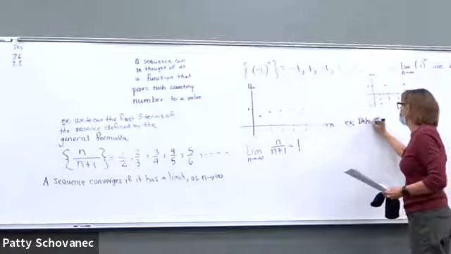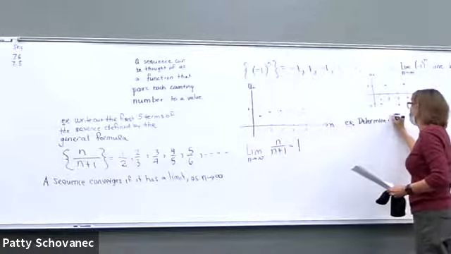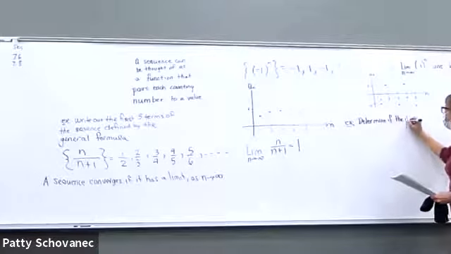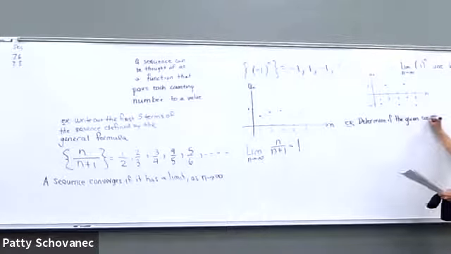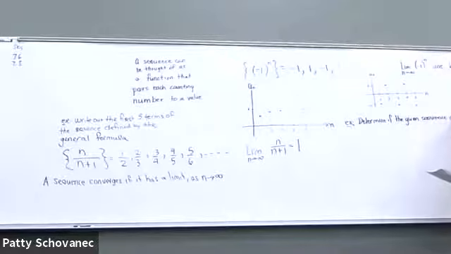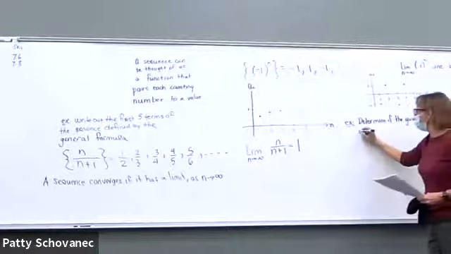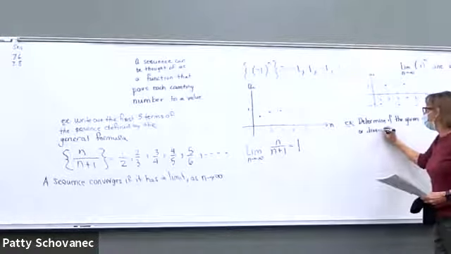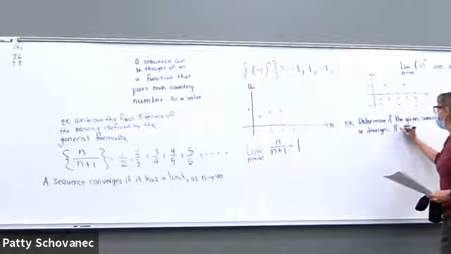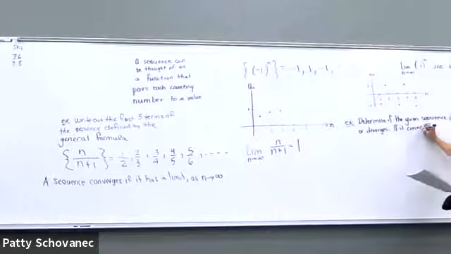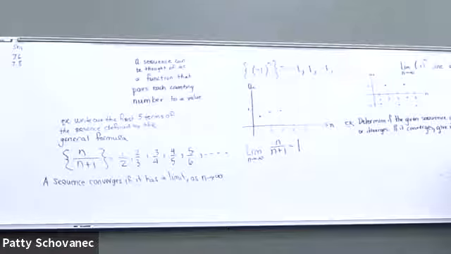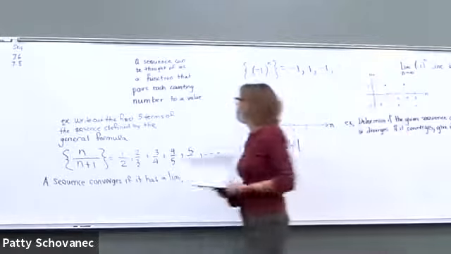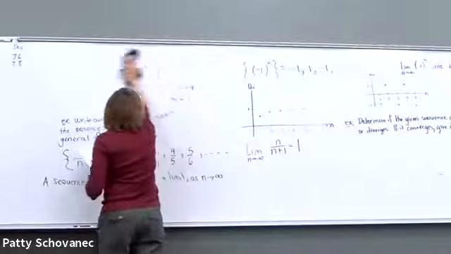Determine if the given sequence converges or diverges. If it converges, give its value. Give the value of the limit. If it converges, give its limit.